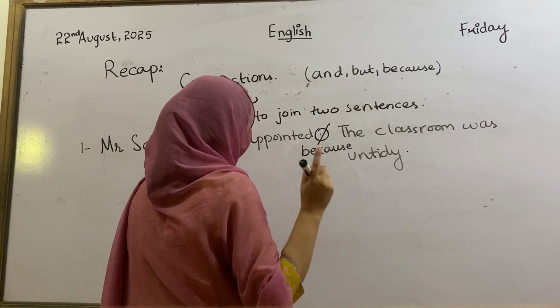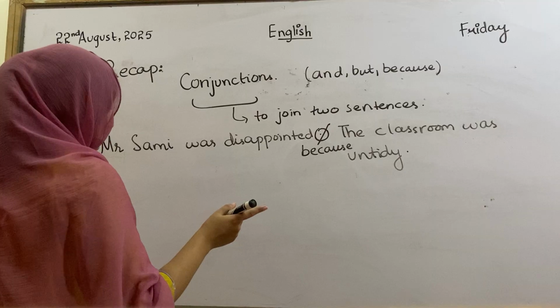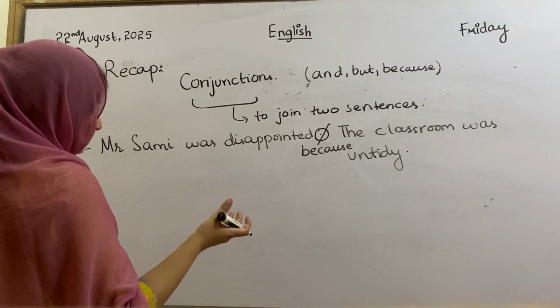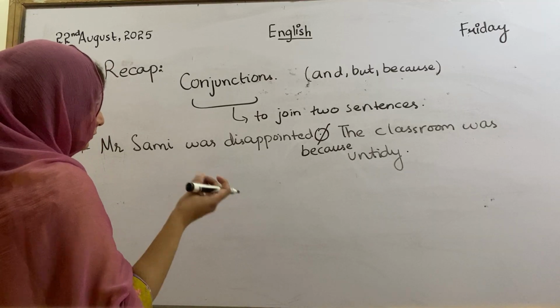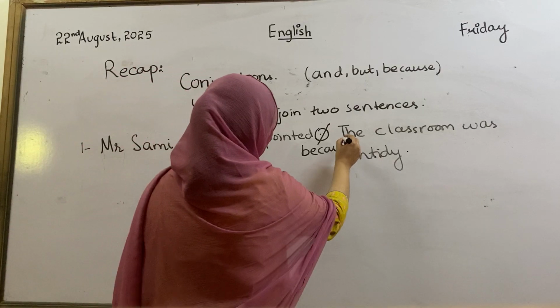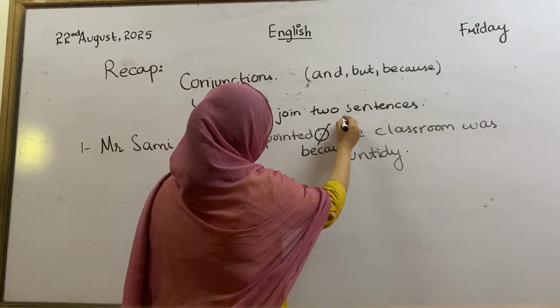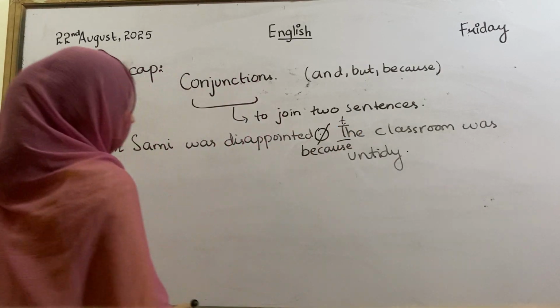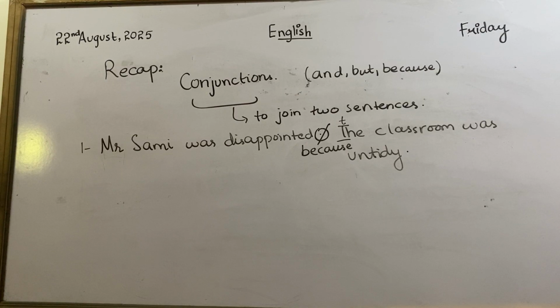And we have discussed one more thing in our last class, that when we join two sentences and the full stop is removed, obviously the next word will be starting with the small letter. Mr. Sami was disappointed because the classroom was untidy. Now it is one complete sentence. Okay? In our last class we have done conjunctions and articles.